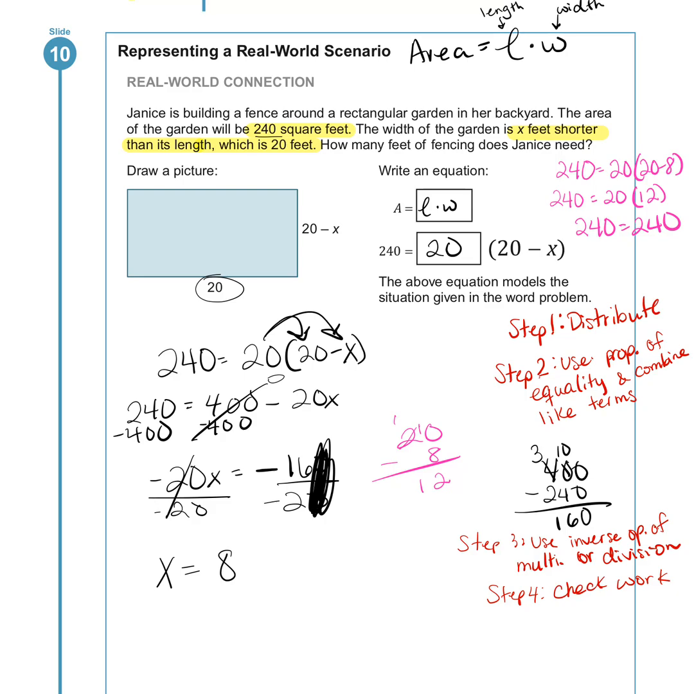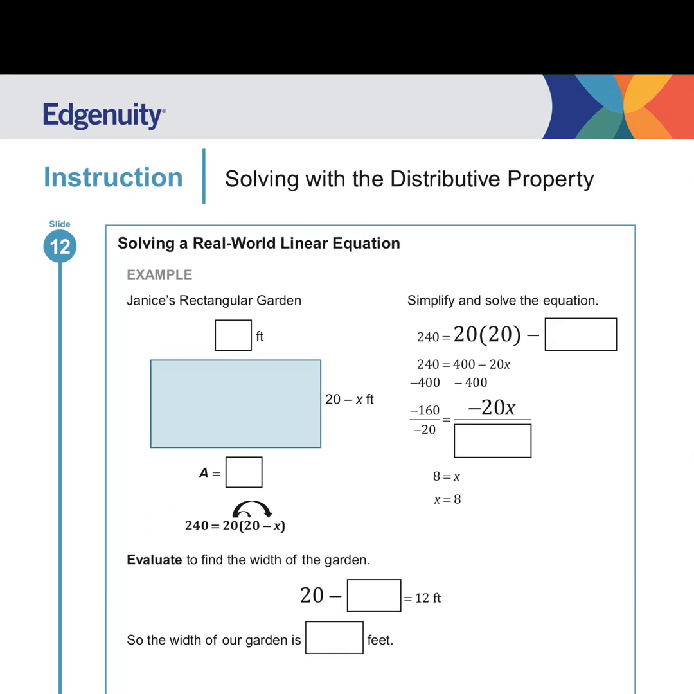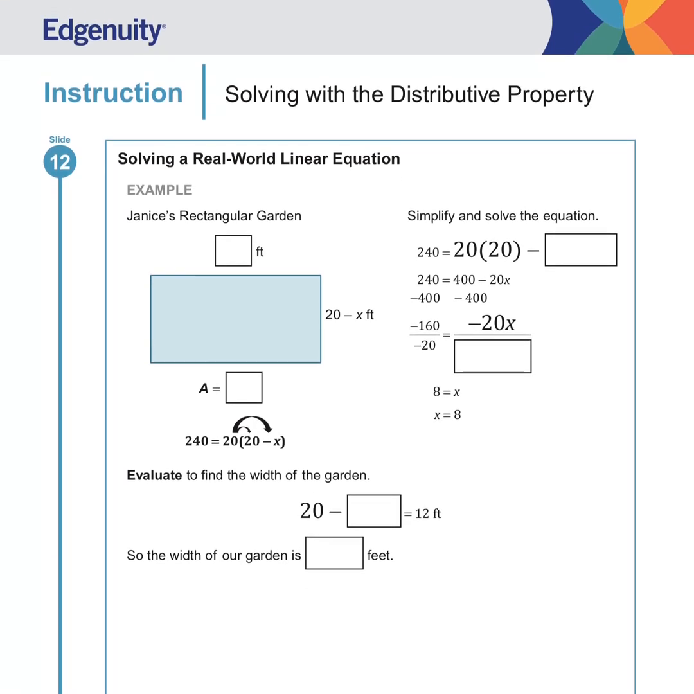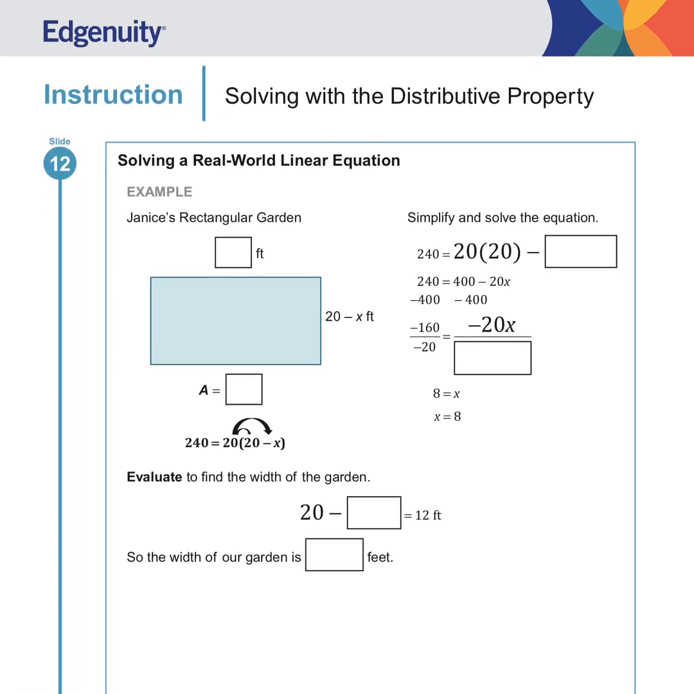So 8 works. This is my correct answer. And actually, here we have our fill-in. It's the exact same thing that we just did, so this should be easy for us, right? This is going to be 20 feet. We know our area is length times width. And we're going to go ahead, simplify and solve. Right, this is the same thing we did.